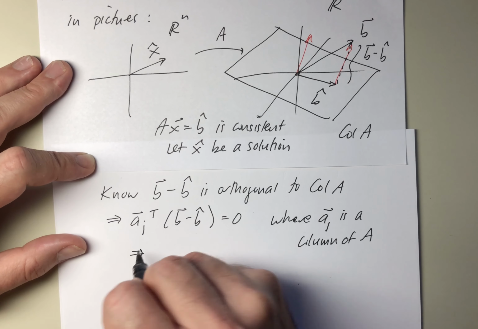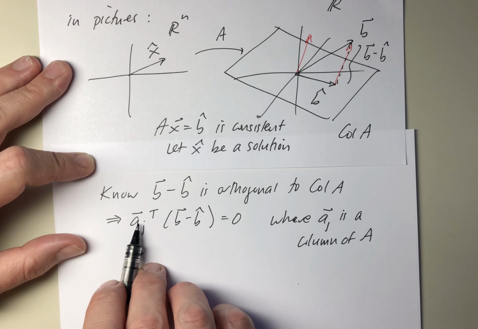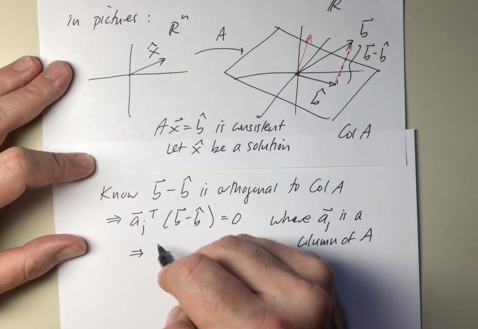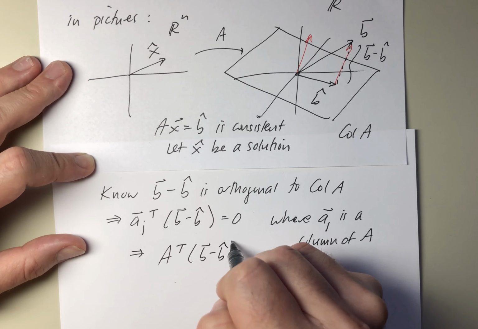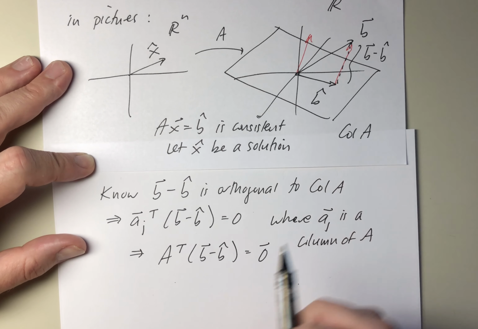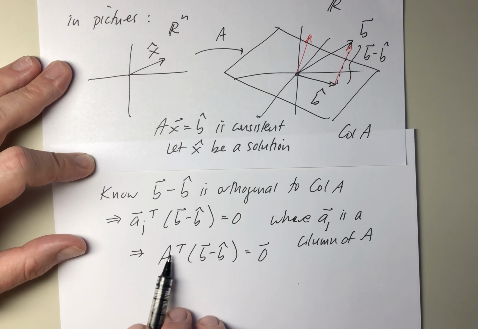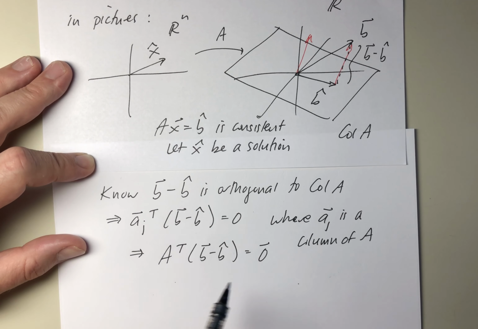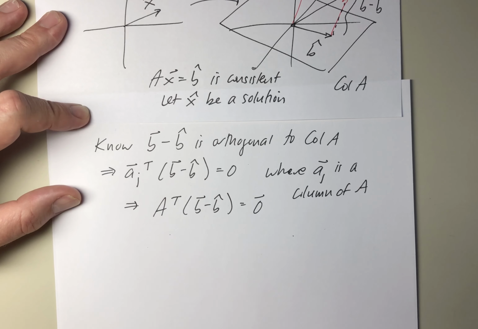And what does that mean? If I take each vector aj transpose and every one of them is orthogonal, what that tells you is that the matrix A transpose times b minus b hat is 0, actually the 0 vector. This is now a matrix times this vector. Every time I compute this matrix times a vector, I look at each row times this vector and I get a 0, which means that the resulting vector is a bunch of zeros, namely the 0 vector.